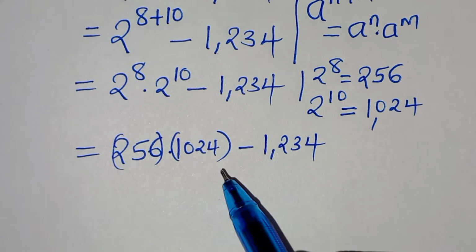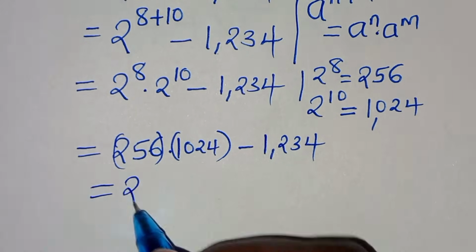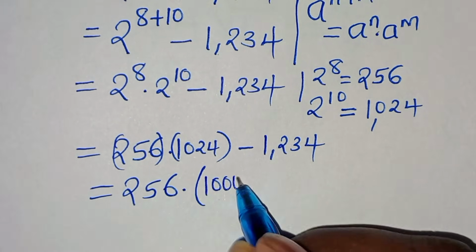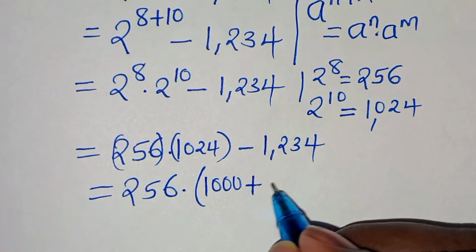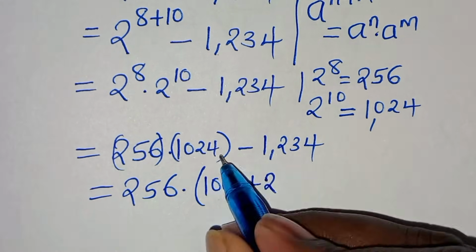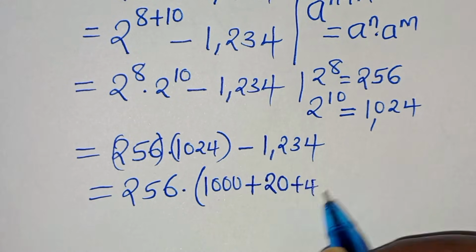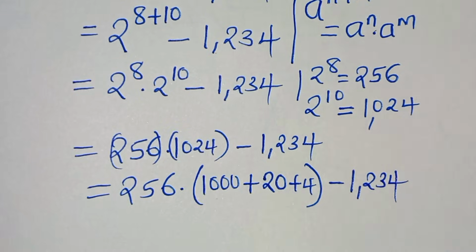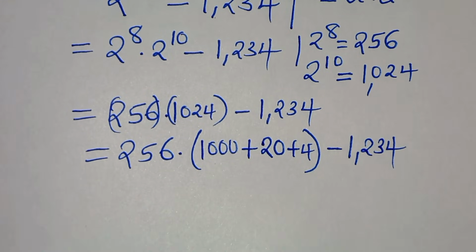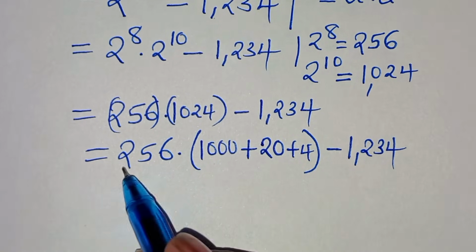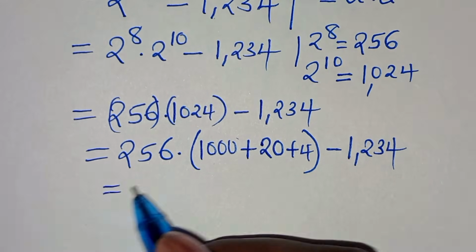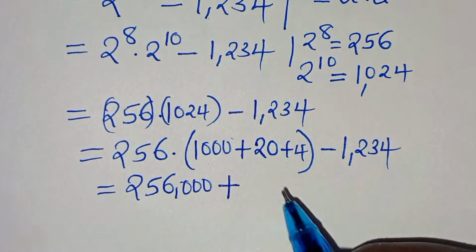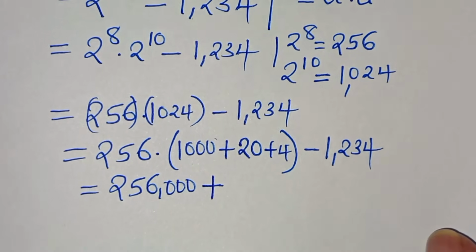Now, the next step from here: 256 multiplied by 1024 is 256 times the quantity 1000 plus 24, and 24 is the same thing as 20 plus 4. Close the parentheses, then subtract 1234. Now, let's open the parentheses here. We have 256 times 1000, so this is 256,000. Then we have plus 256 times 20.